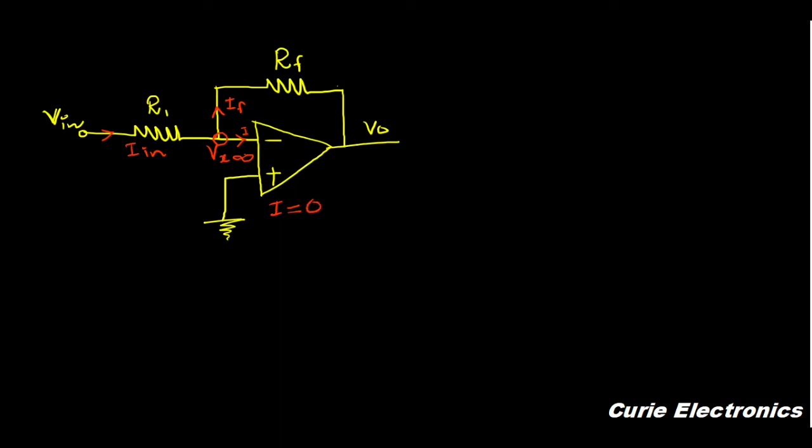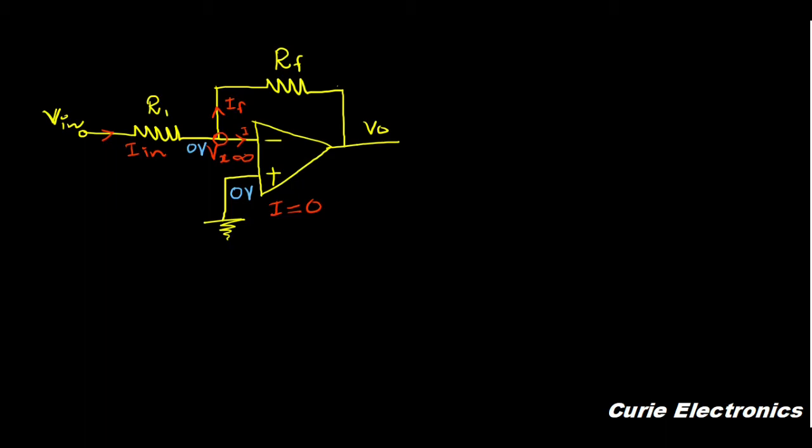And now, as per the virtual ground, the non-inverting terminal is connected to 0 volt. As per the virtual ground concept, the 0 volt has to be here at this point also. I hope all of you know that. Otherwise, please watch my virtual ground concept video. So due to the virtual ground concept, this node is at 0 volt.